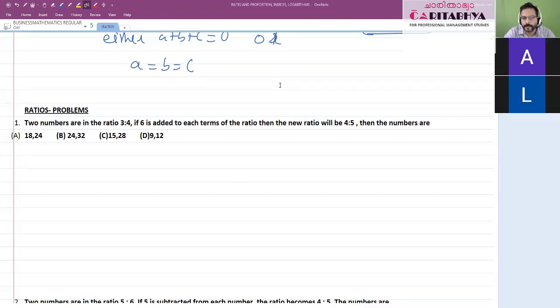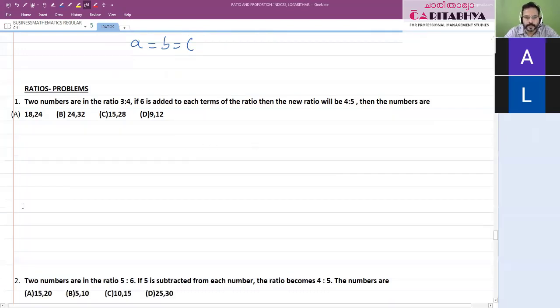Ratio is the comparison of two or more quantities of same kind in same unit by division. If A and B are two quantities, then the fraction A by B is called the ratio and is denoted by A is to B. Usually A and B are called the terms of the ratio. A is called the first term or antecedent and B is called the second term or consequent. Okay. Then first question.